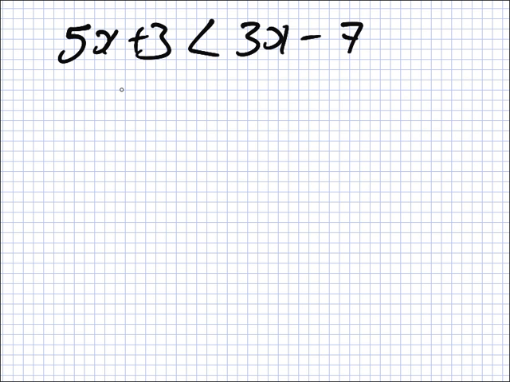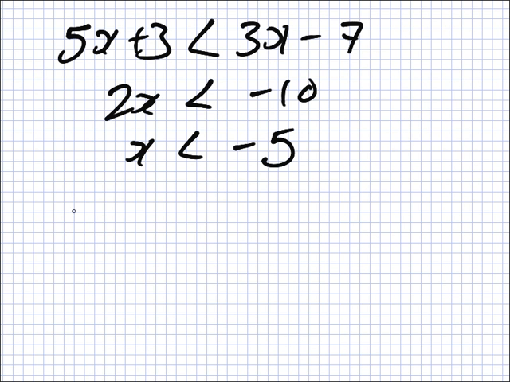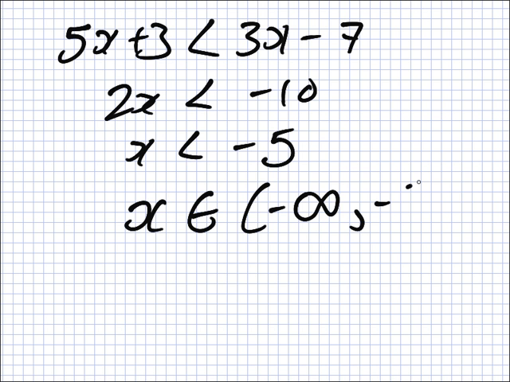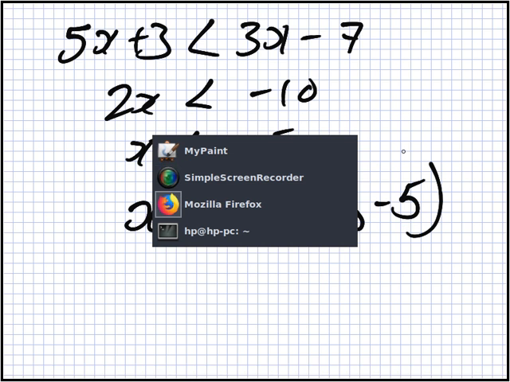What was the inequality? 5x plus 3 less than 3x minus 7. So that's 2x less than minus 10. X less than minus 5. You might want to check your answer. If x is less than minus 5, it means you can have all values between minus infinity and minus 5. So the answer would be written like this. Guys, did you get that? Straightforward, I think.